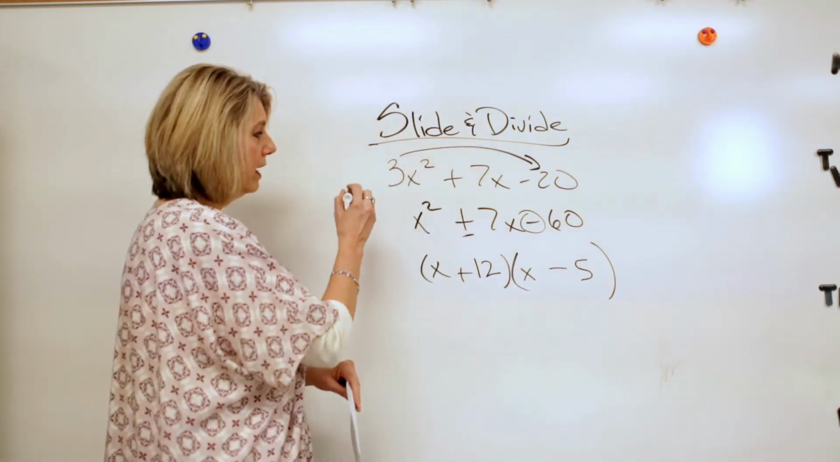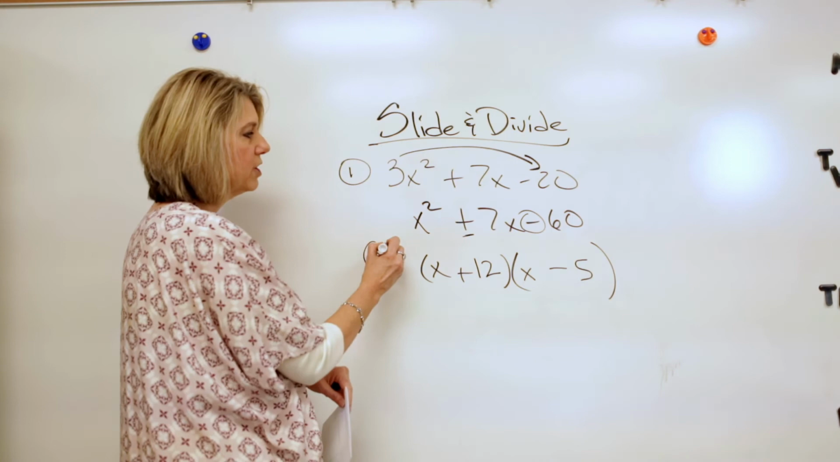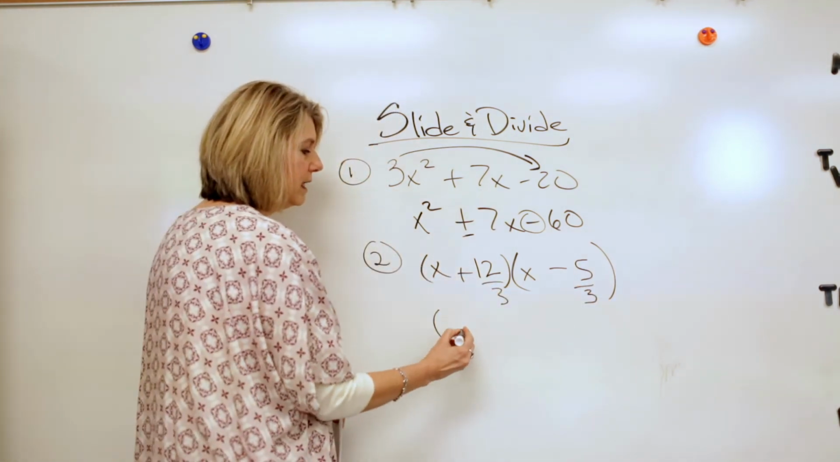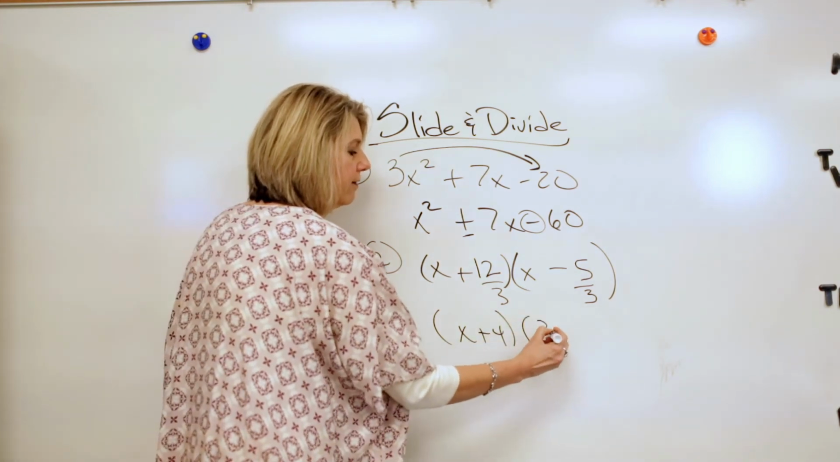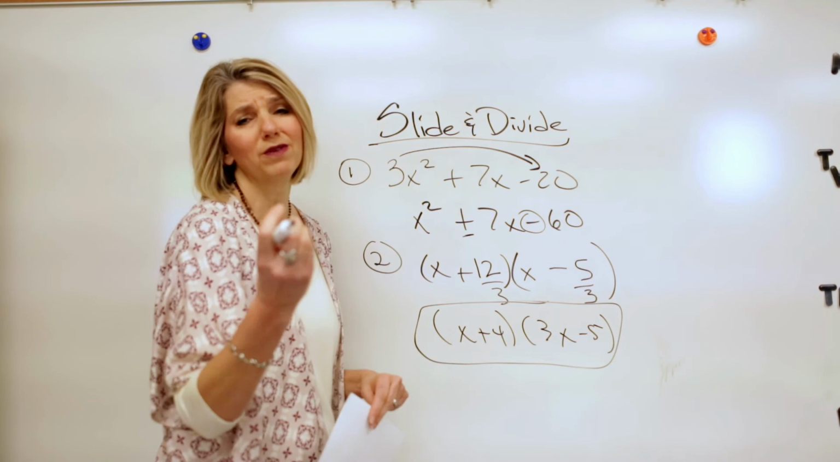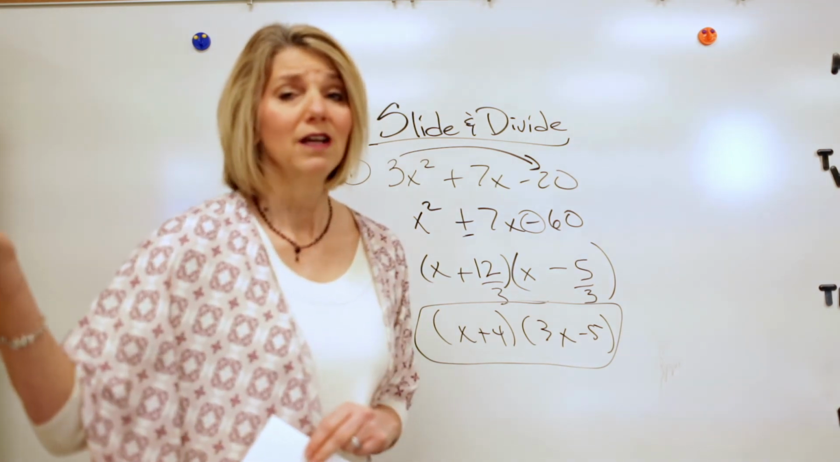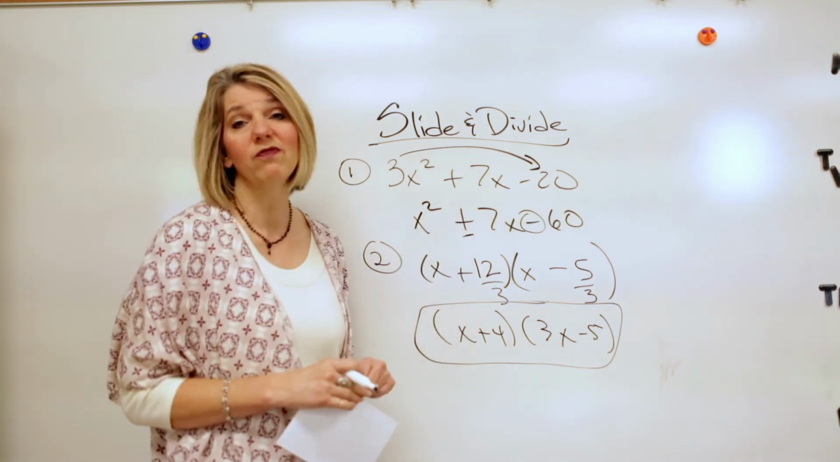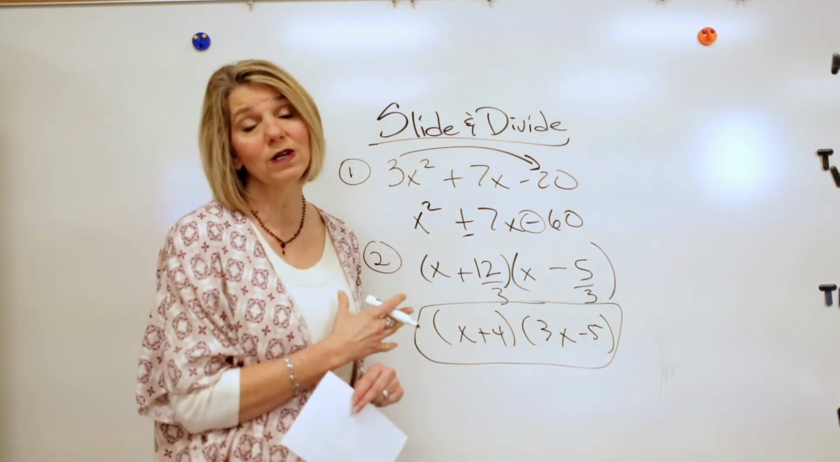Remember, step 1, we slide. Step 2, we divide. So this gives me x plus 4 and 3x minus 5, and it is factored and done. There was no guess and check. There was no erasing and no tears, and it made it actually really fun to do something that students notoriously struggle with.